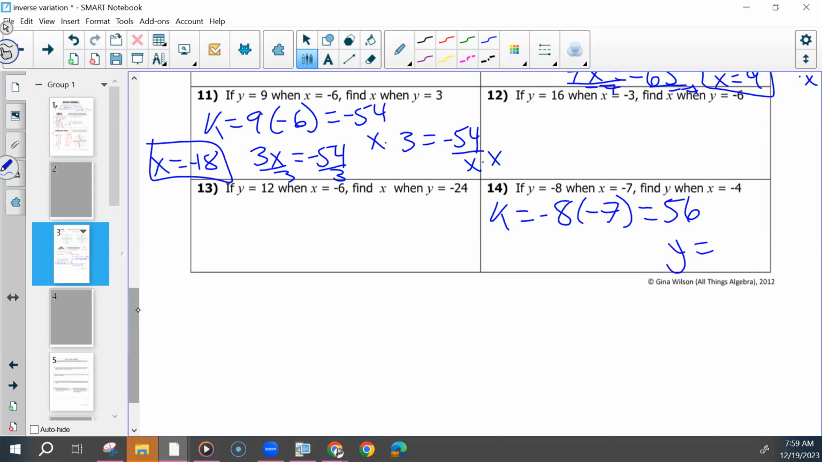Yep, you're right. y equals 56 over -4. By that, what is y? Any questions on how to solve for the missing value for inverse? Go to the next page, or on the single sheet, flip it over.